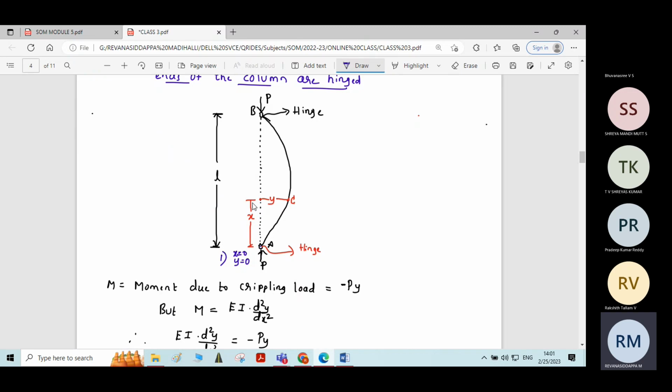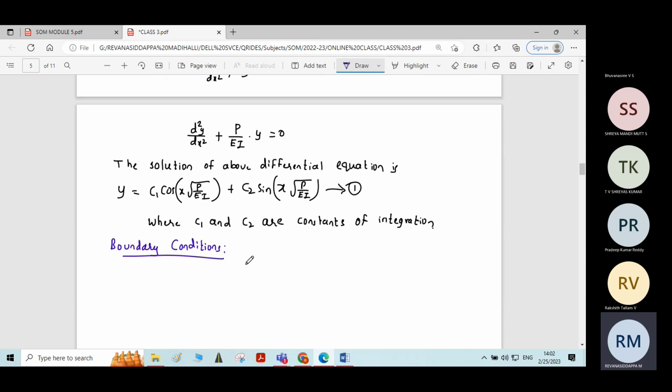And the second boundary condition, at x equal to L. That x is considered from point A, so at point B, x becomes equal to L. At x equal to L, what about the deflection at point B? What is the deflection at point B? 0, sir. Here also the deflection is 0. So we need to utilize these two boundary conditions to solve for the integration constants C1 and C2.